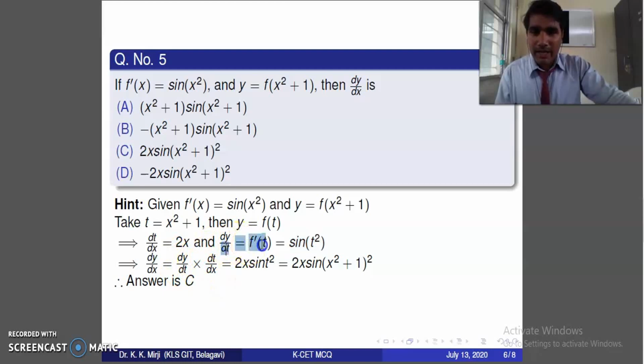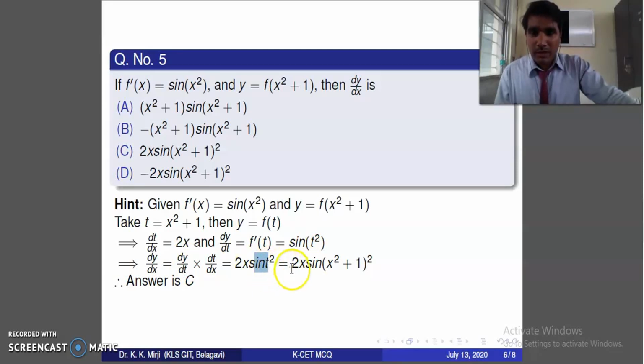So dy by dt value is sine of t square, and dx by dt value is 2x. So first I have written the dx by dt value, that is 2x, here, and the dy by dt value, that is sine of t square, I have also written here. Sorry, not sine square, that is sine of t square.